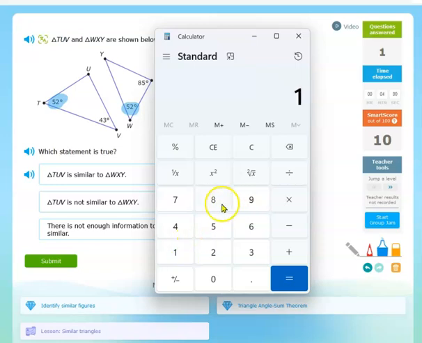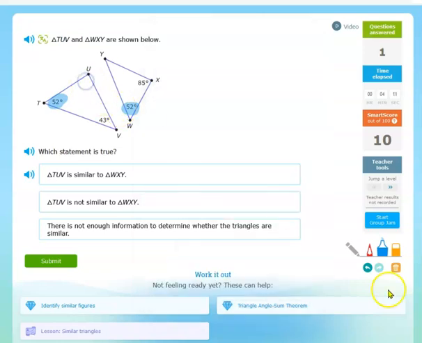Remember, we're just going to take 180, and we're going to subtract 43, and we're going to subtract 52, and we find that angle U is 85. And look at that. This worked out again. So if angle U is 85, then we do indeed have two pairs of matching angles between the two triangles. We could check Y, but Y would end up being 43. So they are similar. We could stop right there.